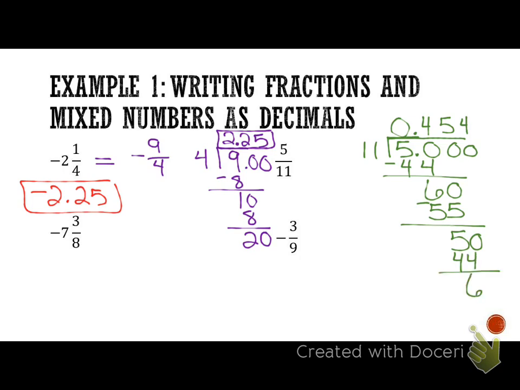I have a pretty strong indicator at this point. What kind of an answer do I have? A repeating decimal. As soon as I see that those digits repeat once, I can go ahead and stop, and I can say that my answer is 0.45 repeating, and I'm done. Okay, 0.45 repeating. Any questions on that?